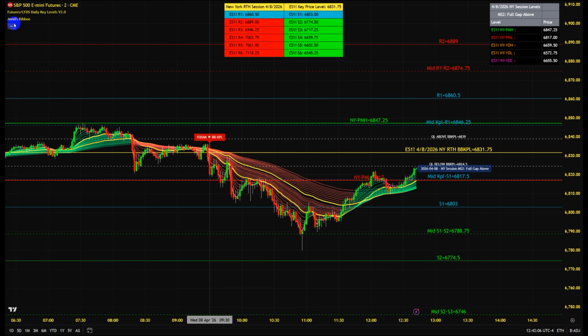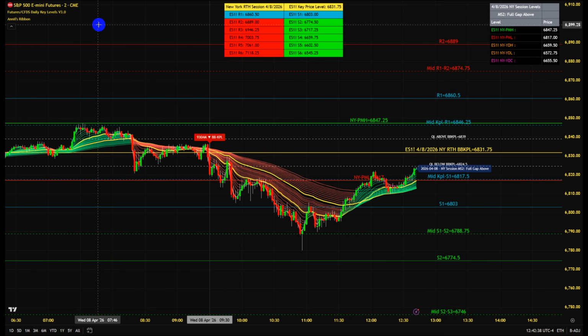Okay, so as you can see here, we also have another indicator here, Annie's ribbon. Now, this is a tool available for free on TradingView. The Day Trading GPS futures CFDs daily key levels indicator is a paid indicator. It's an invite-only paid indicator. The tool that we're going to be using to help confirm entries given by the daily key levels indicator is the Annie's ribbon. Annie's ribbon is a moving average ribbon.